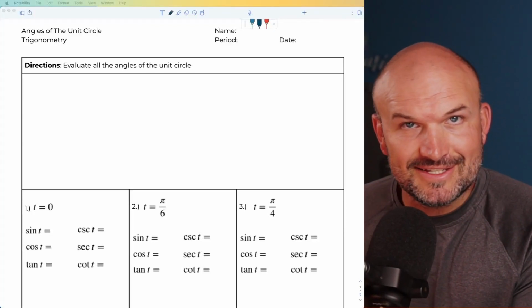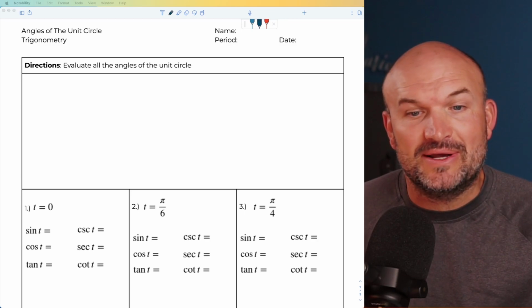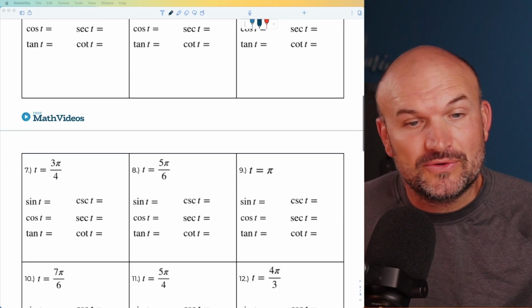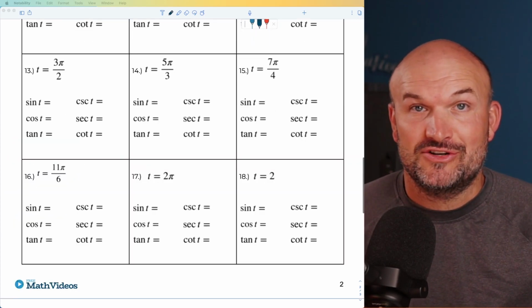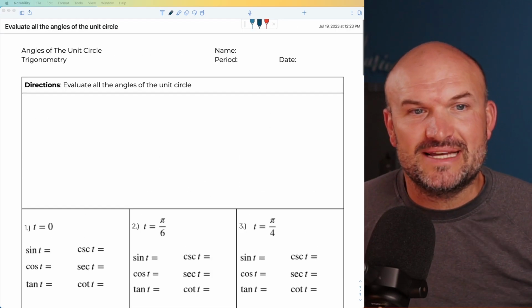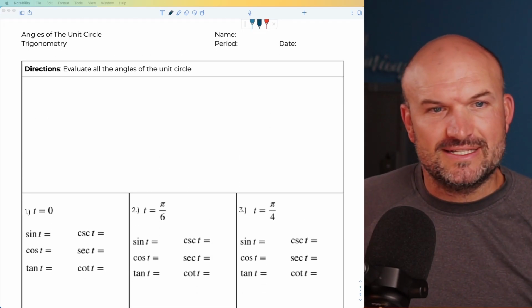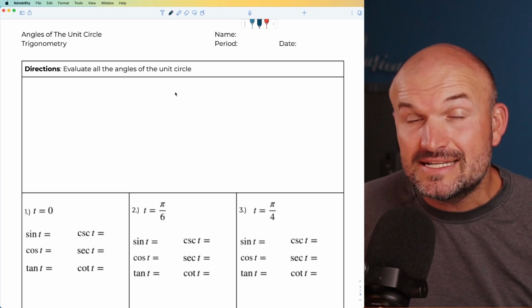All right, ladies and gentlemen, let's go ahead and evaluate the unit circle. What I want to do is evaluate all the angles. We're going to go through every single point here on the unit circle, as well as the 6 trigonometric functions. Evaluating the unit circle is one of the things that a lot of students feel overwhelmed with, because they feel like they have to memorize everything on the unit circle. And that is simply not the truth.